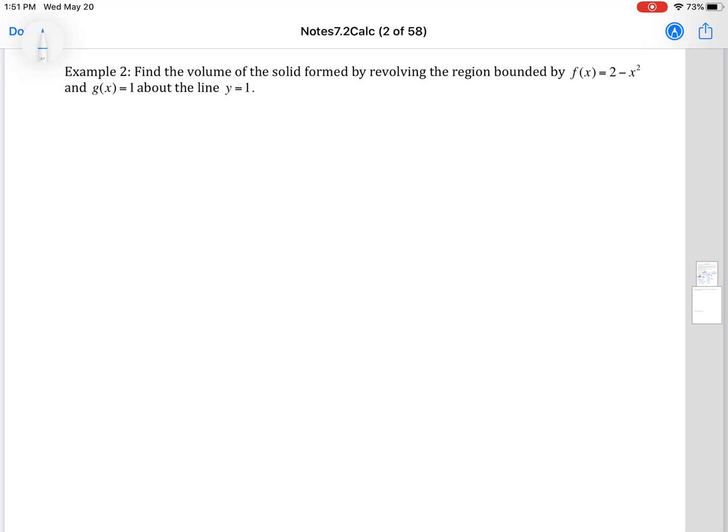All right, second example here. So we say, find the volume of the solid formed by revolving the region bounded by the function f of x equals 2 minus x squared and g of x equals 1, about the line y equals 1.